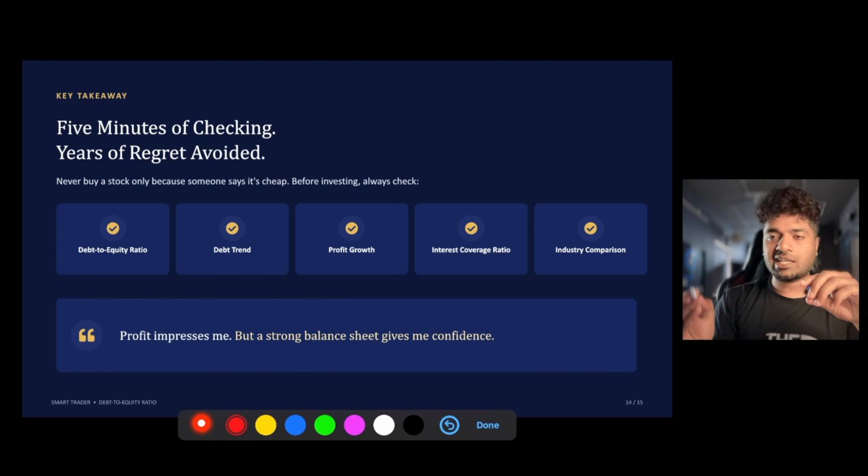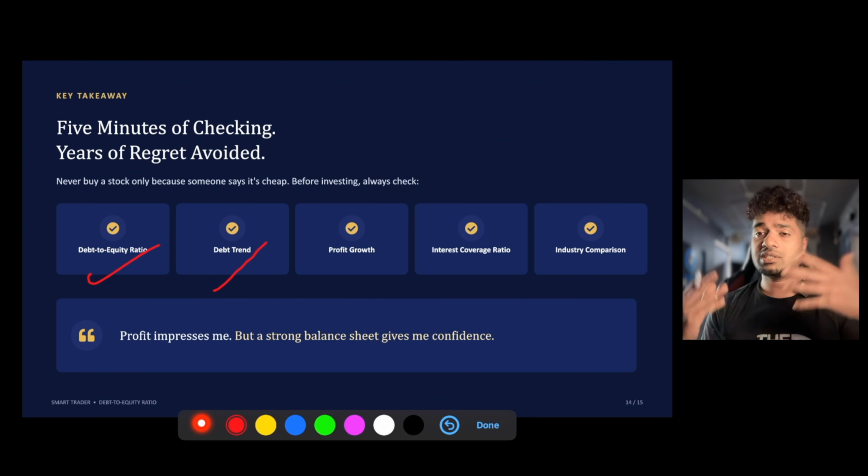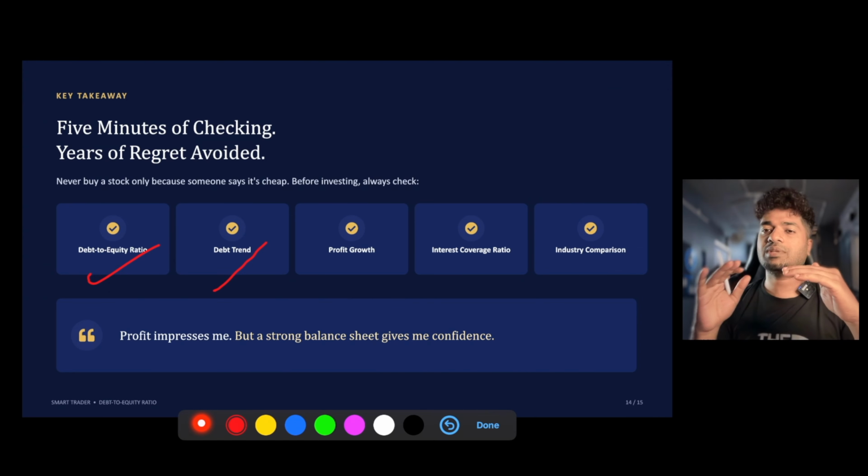So this 5 minute check will help you out. So what is the key takeaway? Kindly check the debt to equity ratio of whatever stock you are analyzing. On a lot of websites, that information will be there. And then check the debt trend, whether debt is going down. If debt is going down, it's a good thing. If it is going up, then somewhere something is wrong.